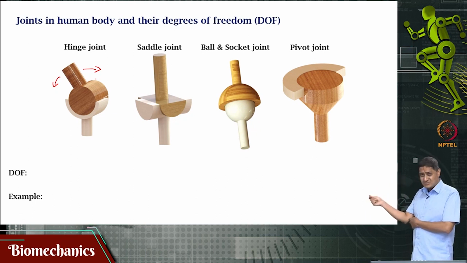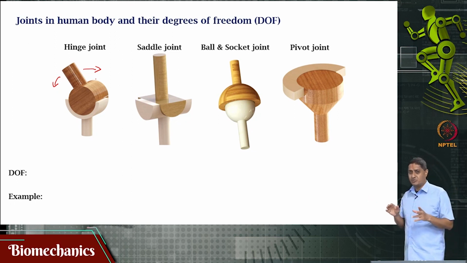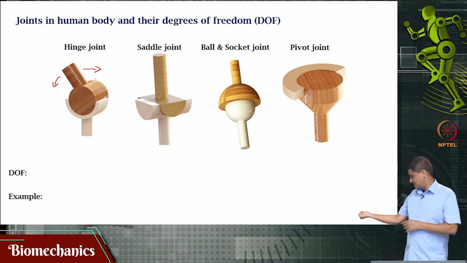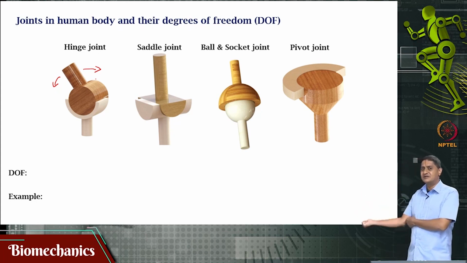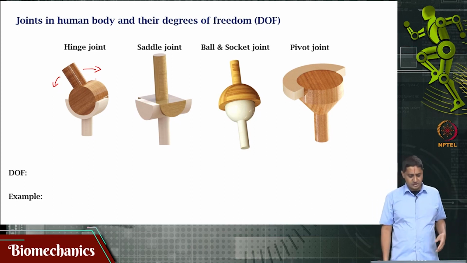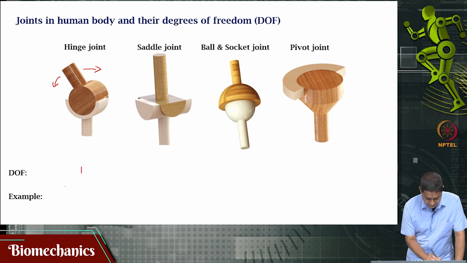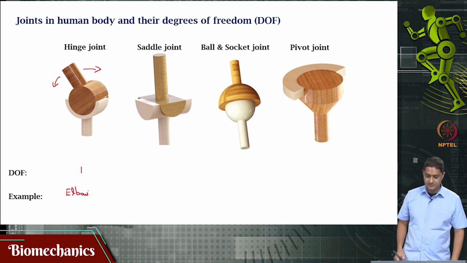Well, actually, this movement also happens, but that's not fully an elbow joint movement, so that is outside the scope of this discussion. Here we are discussing this. It's a single degree of freedom joint, a hinge joint. It has 1 degree of freedom. The example is the elbow joint.